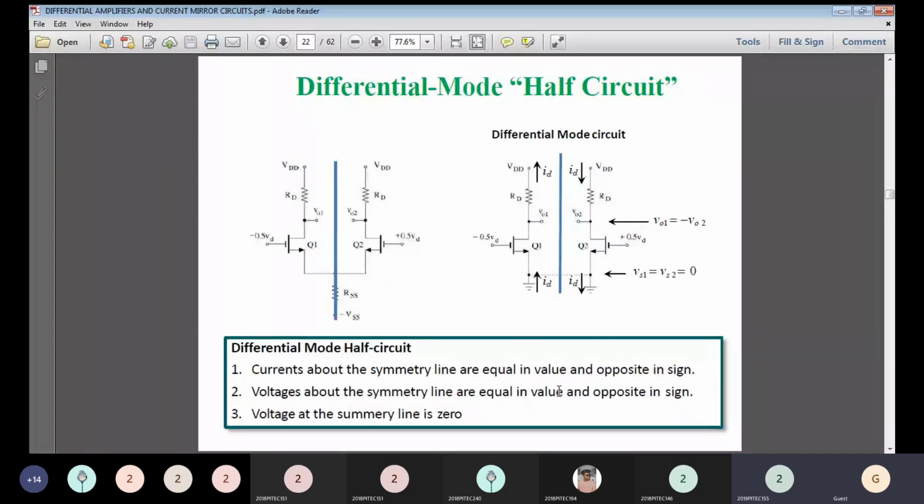In a differential mode, these are the points to remember. Currents above the symmetry line are equal in value and opposite in sign. Voltages above the symmetry line are likewise equal in value and opposite in sign. The voltage at the symmetry line is 0 here.